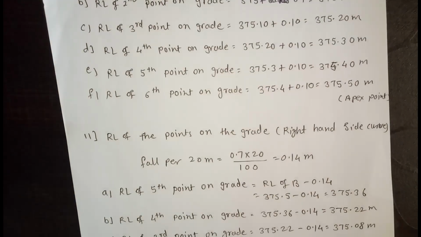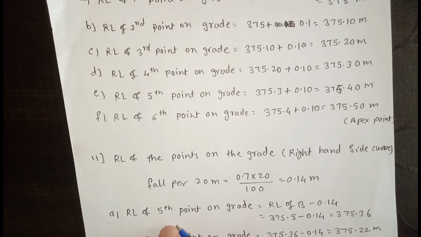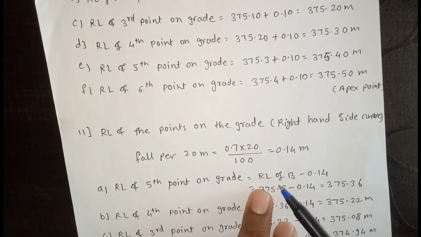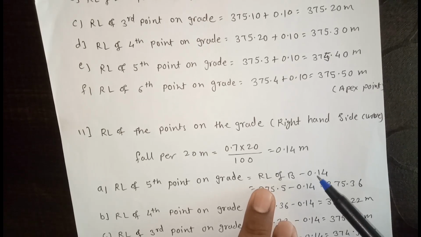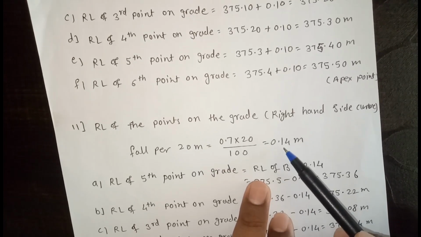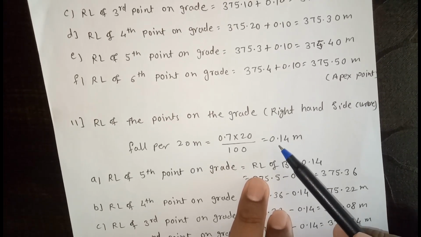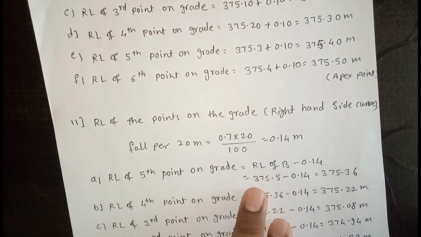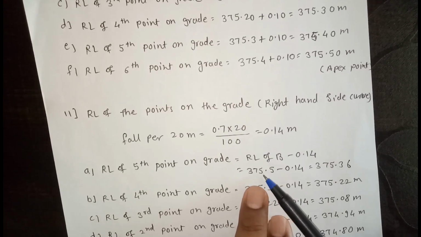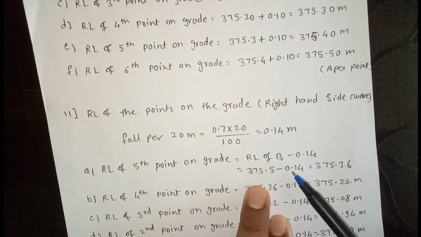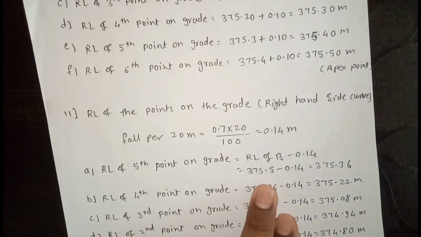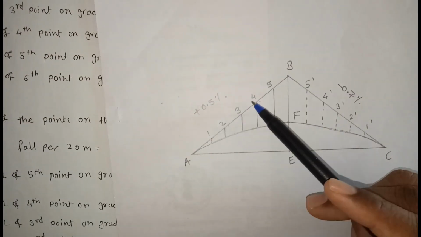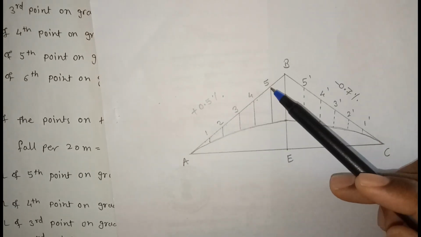Okay, so the first point is 5 dash. The RL of the 5th point on the grade is equal to RL of B minus 0.14. This is the constant, minus 0.14, which we have just calculated with the help of the grade percentage. So RL of B is 375.5 minus 0.14. Why minus? Because this grade is going downward. Here we added that constant because that grade is going upward.